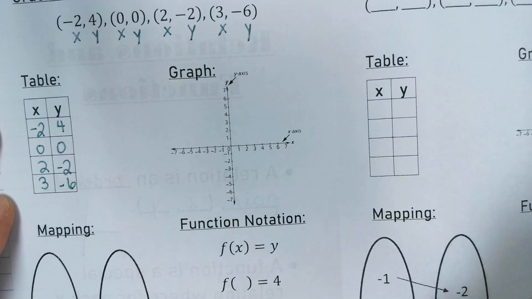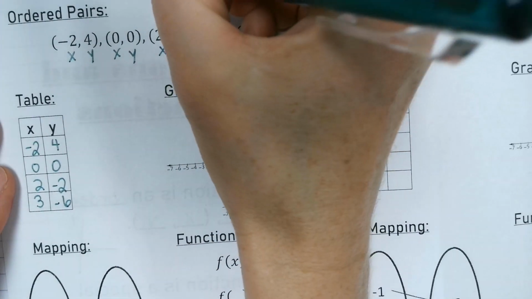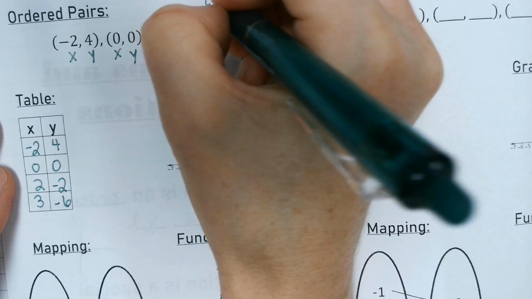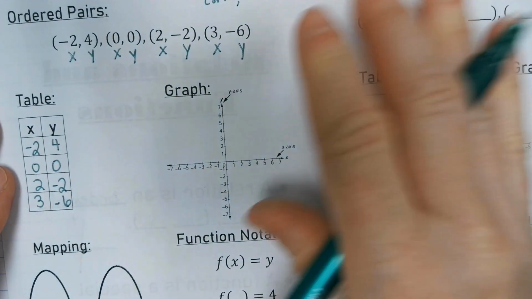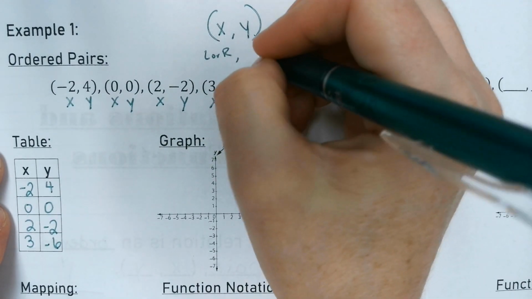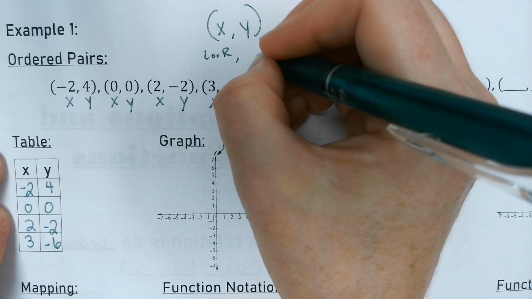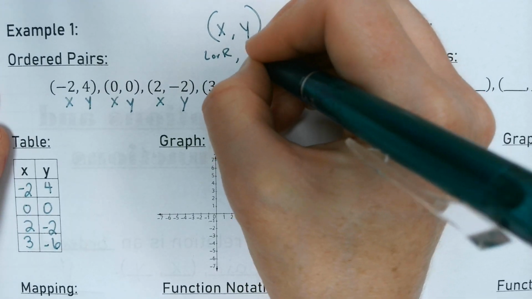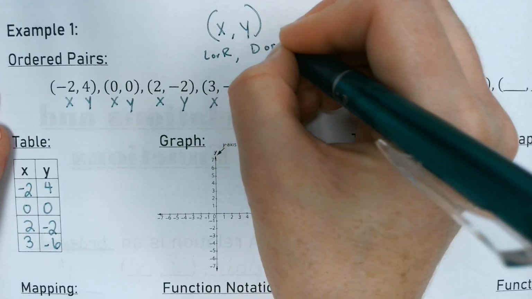And then 3, -6. When we graph, we always start with x, sorry. I got all confused. So when you graph, it's x, comma, y. X is your left or right. Y is your down to up. Down or up. There we go.